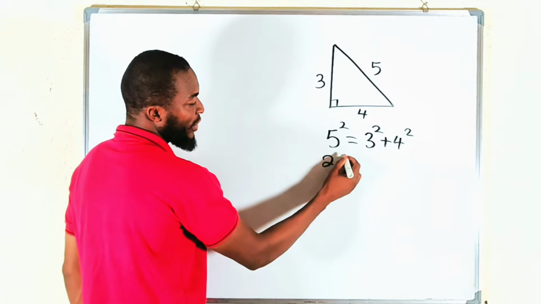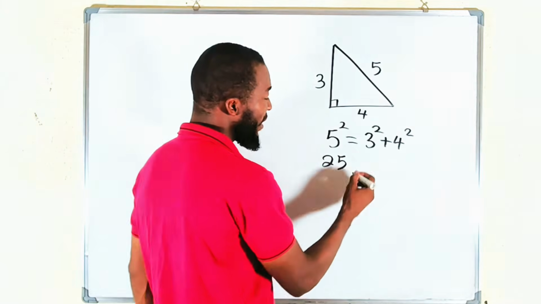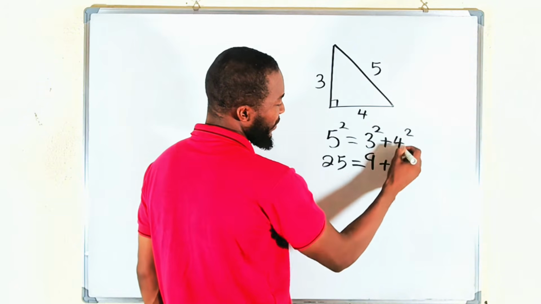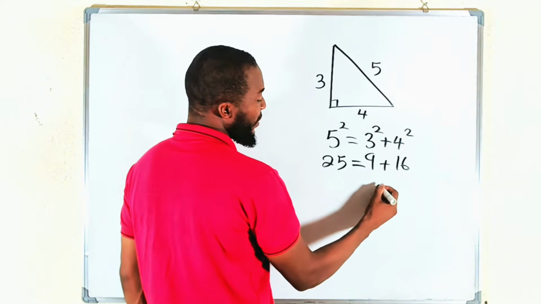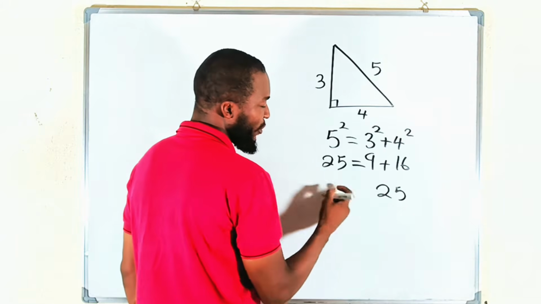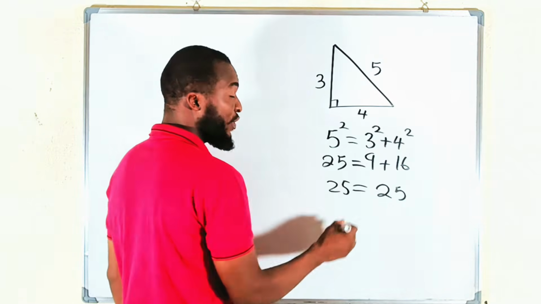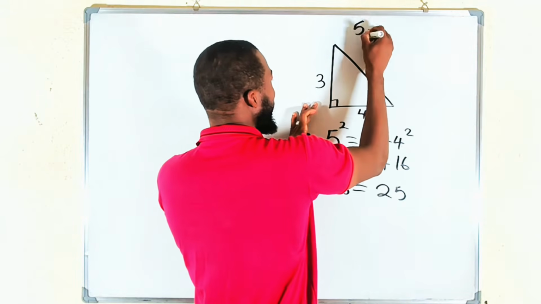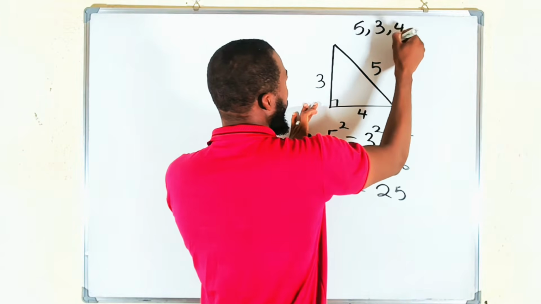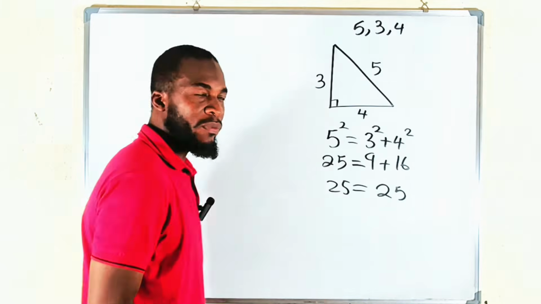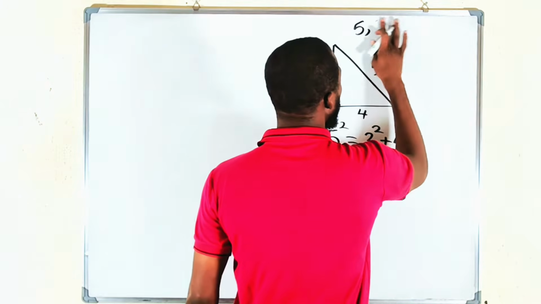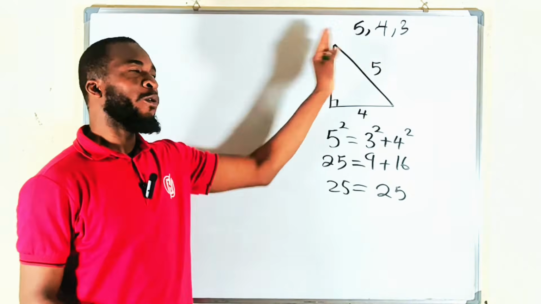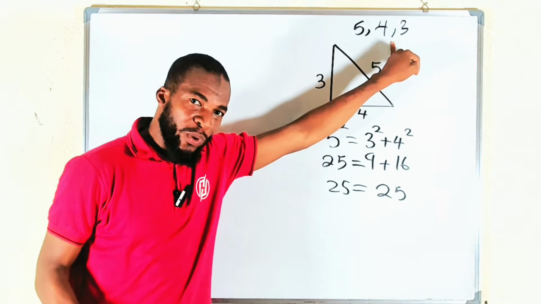The left hand side we have 25 because 5 squared is 25. So 3 squared is 16. No, it's 9, sorry. And this is 16. And 9 plus 16 is indeed 25. So you see 25 equals 25, which is true. So this is a Pythagorean triple, 5, 3, 4, or 5, 4, 3, all the same. Or let me write it in order. We have 4 and 3. Or you can start with 3, 4, 5.